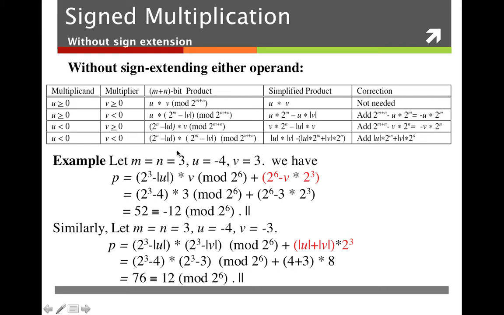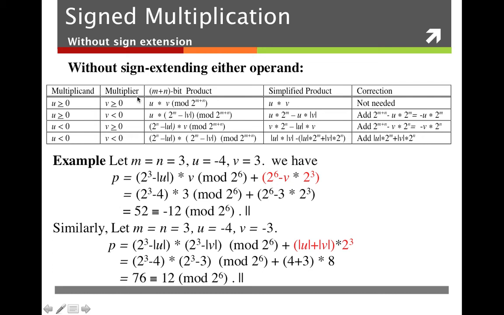So typically we have two operands, which we've been assuming so far, u and v. And with respect to one another, they could assume these four combinations. They could both be greater or equal to 0. The multiplicand could be greater or equal to 0 and the multiplier less than 0, or the other way around, or they could both be negative. On top of this, we have the multiplicand to have n bits and the multiplier to have m bits. This is what we assume.